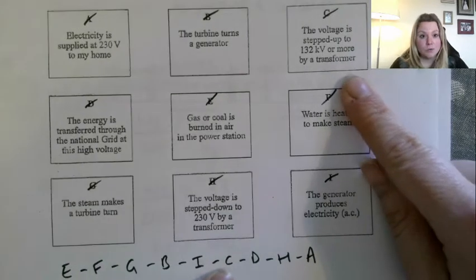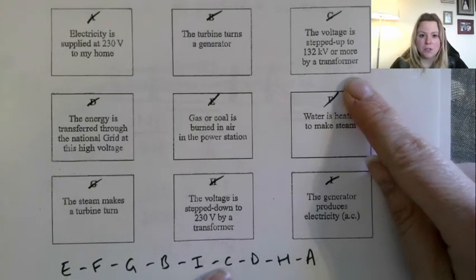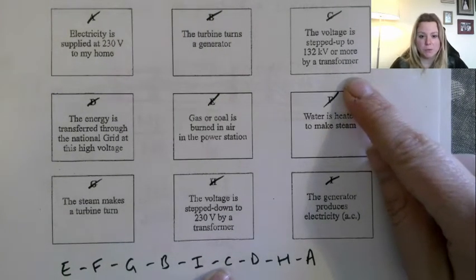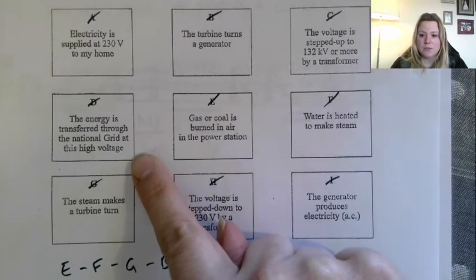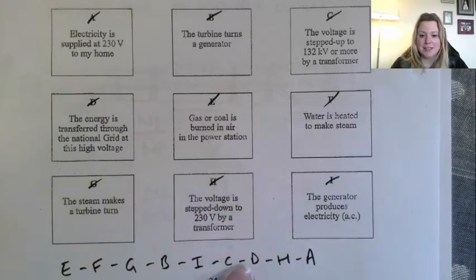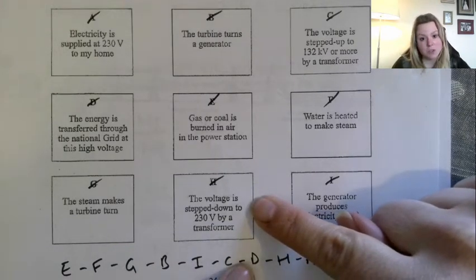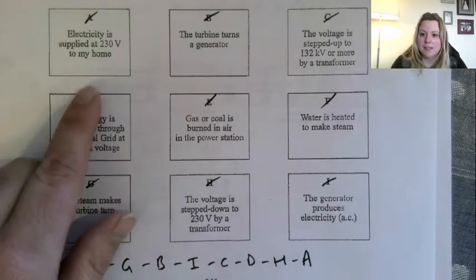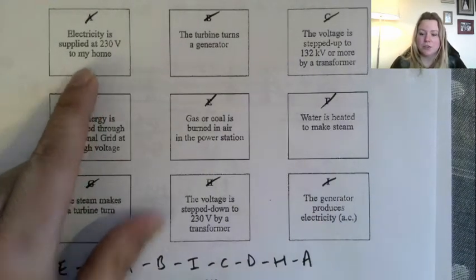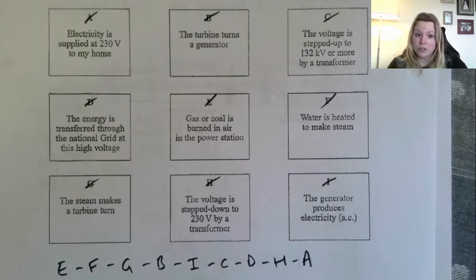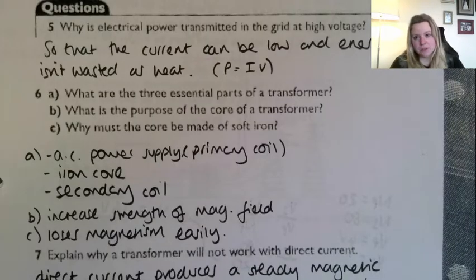Then the voltage of that is stepped up to 132 kilovolts or more by a transformer. Then the energy is transferred through the national grid at this high voltage. Then the voltage is stepped down to 230 volts by a step down transformer. And then electricity is supplied at 230 volts to your house. Okay, over on to page 247.